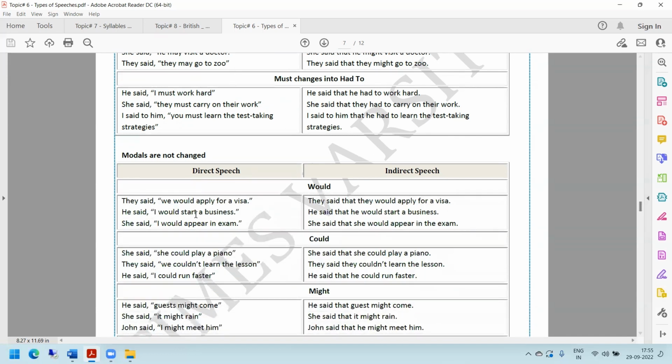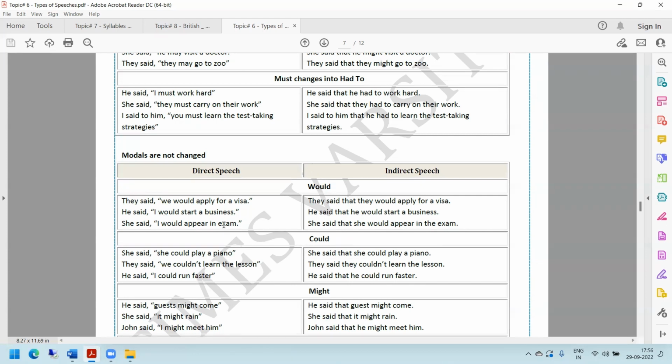Now, some sentences where modals are not changed. For example, he said he would apply for a visa. In indirect speech, they said that they would apply for a visa. So it means if we are using modals like would, could, might, then there is no change. He said, I would start a business. He said that he would start a business. She said, I would appear in the exam. She said that she would appear in the exam.